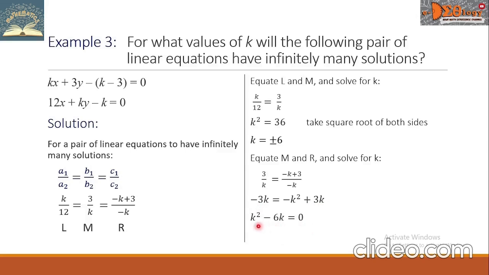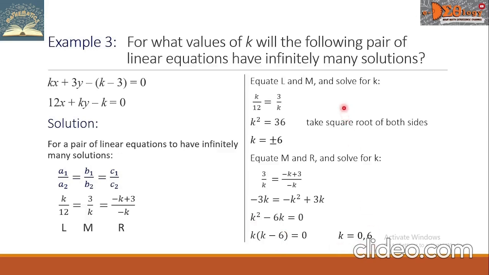We can factor out the common k. So we have k times the quantity k minus 6. When we equate each factor to 0, we will have two values of k. So k equals 0, also positive 6.